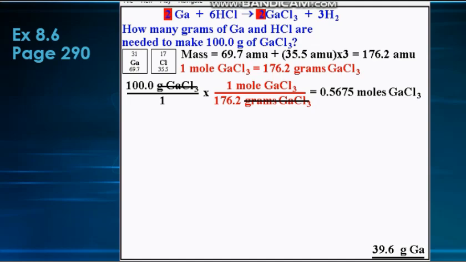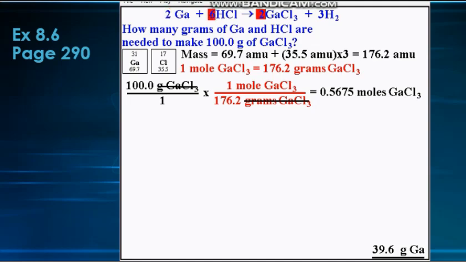Okay, notice I didn't erase everything. Why? Well, I still need to know the number of moles of GaCl3 that I want to make. After all, the chemical equation relates the moles of one substance to the moles of any other substance in the chemical equation. I know I need 0.5675 moles of GaCl3. Now I would like to find out how many grams of HCl it takes to make that.